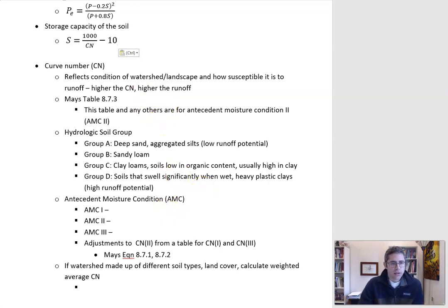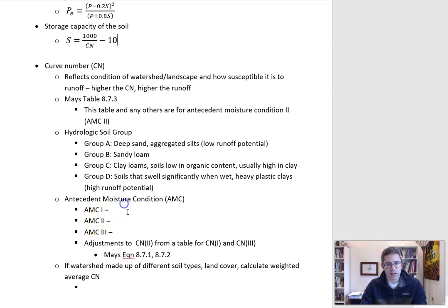Okay? Then next we have the antecedent moisture condition. The other thing that's going to matter is if the soil is already saturated, it can't take on a lot more water before you're going to start seeing runoff. So you've got these different antecedent moisture conditions where if the soil is super dry, it can absorb more. If it's super wet, it can absorb less.